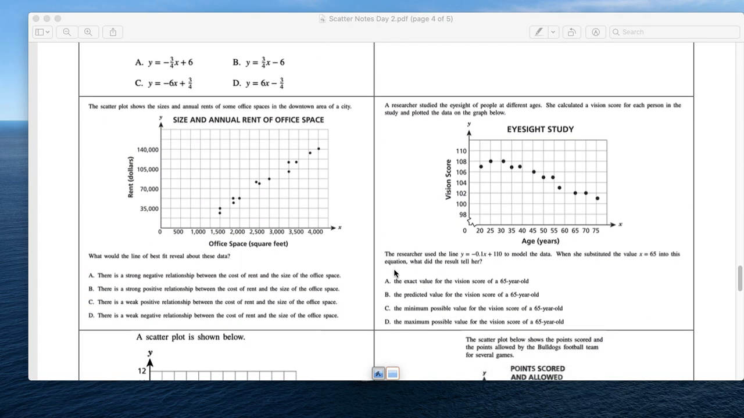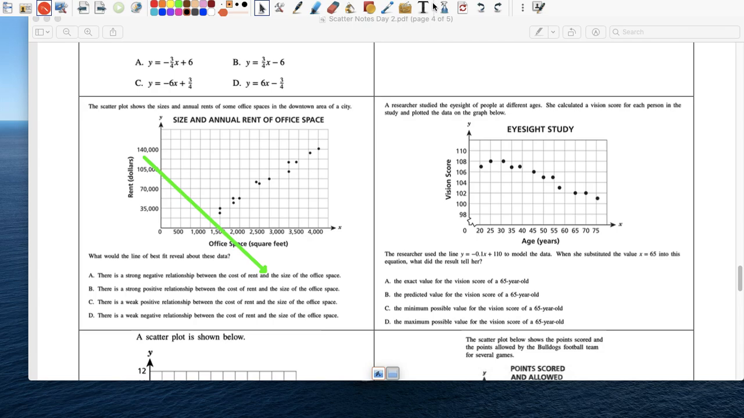Okay, we should have made this bigger. The scatter plot shows the sizes and annual rents of offices downtown in the city. So, rent in dollars and the size of your office. It looks definitely like a positive relation, a correlation, and it seems like the bigger your office, the bigger your rent. What would the line of best fit reveal about this data?